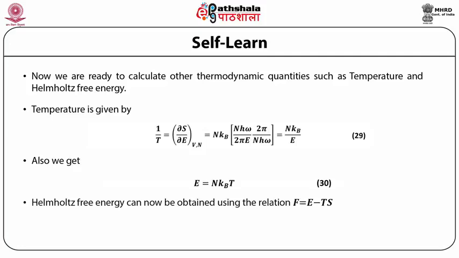Helmholtz free energy can now be obtained using the relation F is equal to E minus TS. F is therefore equal to minus T N k_B multiplied by log of 2 pi e upon N h omega, which is equal to N k_B T multiplied by log of h omega divided by 2 pi k_B T.